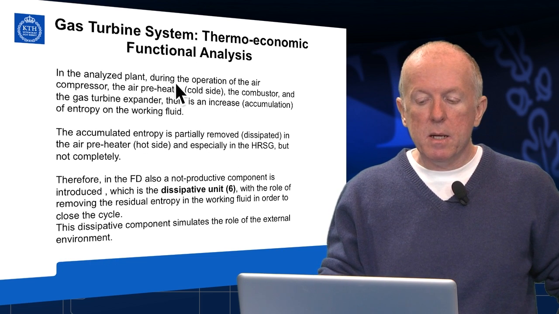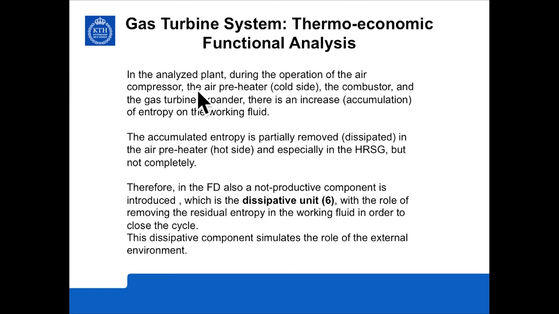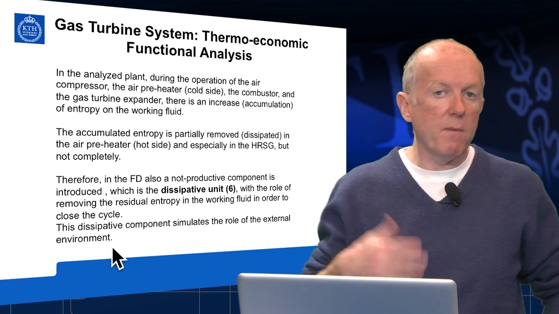In the analyzed plant, during the operation of the air compressor, the air preheater cold side, the combustor, and the gas turbine expander, there is an increased accumulation of entropy in the working fluid. The accumulated entropy is partially removed in the air preheater at the outside, and especially in the heat recovery steam generator, but not completely. Therefore, in the functional diagram, a non-productive component has to be introduced, which is the dissipative unit 6. It has the role of removing the residual entropy in the working fluid in order to close the cycle. This dissipative component simulates the role of the external environment, so it is the environment.